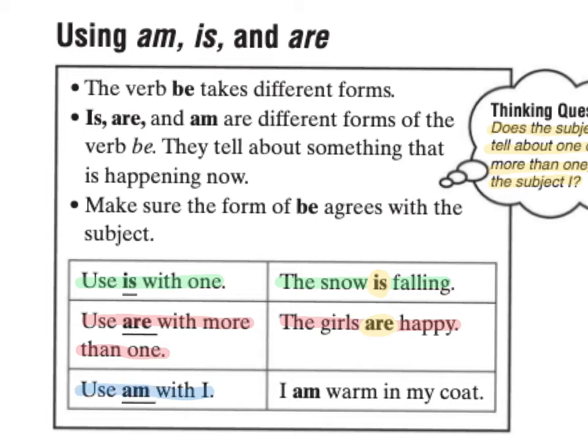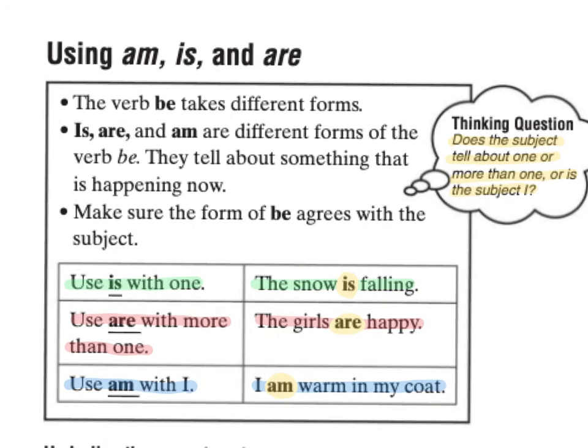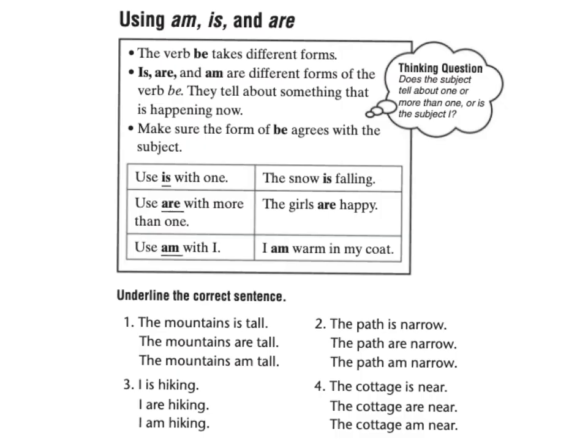Use am with I. I am warm in my coat. So it's when we have I, we have to use the form of be that is am. I am in my coat. So again, these words is, are, am, these are a form of the verb be. So in these sentences, these words is, are, am, those are the verbs. Those are the actions, the things that are happening. Let's look at some examples.